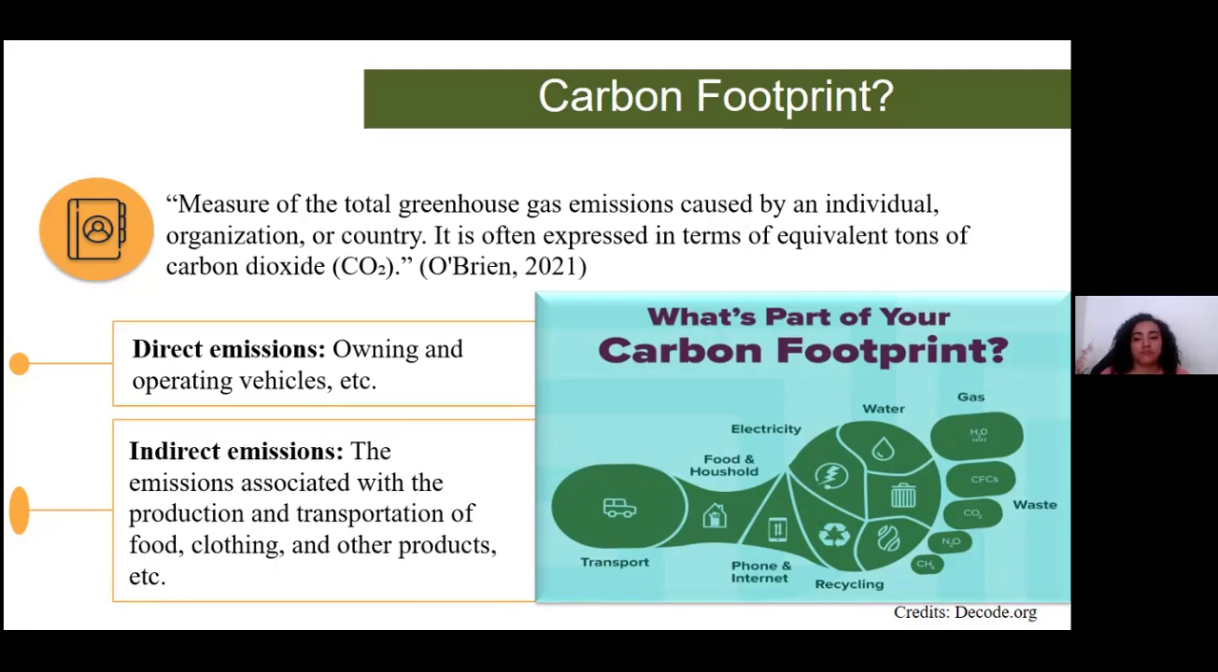Indirect emissions are the ones that occur as a result of the goods and services of an individual, for example, the emissions associated with the production and transportation of food, moving some food from trucks to another place, clothing and other products. The creation of these products also emits some kind of toxic substances that then get into the atmosphere, and then it causes damage, one of the potential things of climate change.